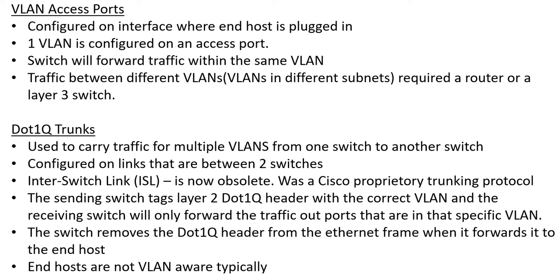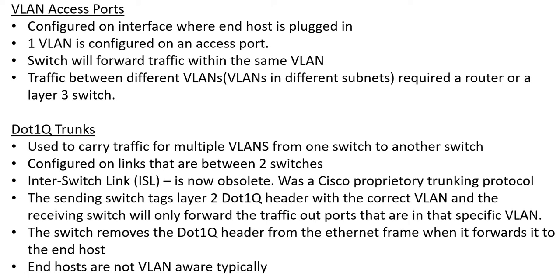Now, what happens when a switch wants to communicate with another switch? Let's say traffic goes from one host through switch 1, and then switch 1 sends that same traffic to switch 2 before it arrives at the other end host, let's say PC 5 in a different office. That's what we're going to have with the Dot1Q trunk. Trunks are used to carry traffic for multiple VLANs from one switch to another switch. Trunks are configured on links that are between two switches. The inter-switch link, ISL, which is now obsolete, was a proprietary trunking protocol by Cisco.